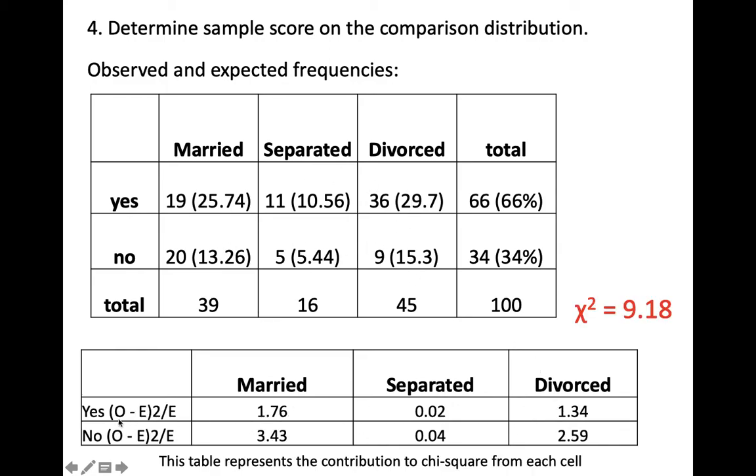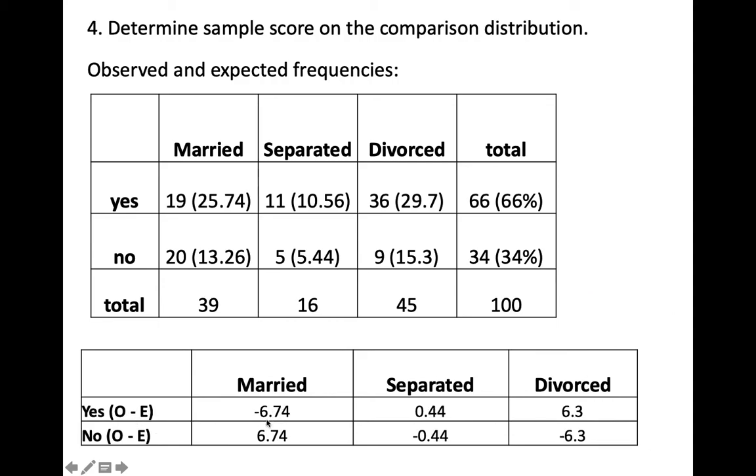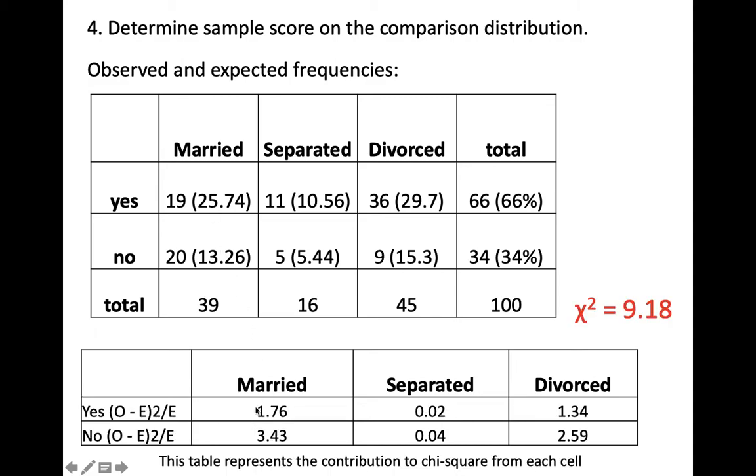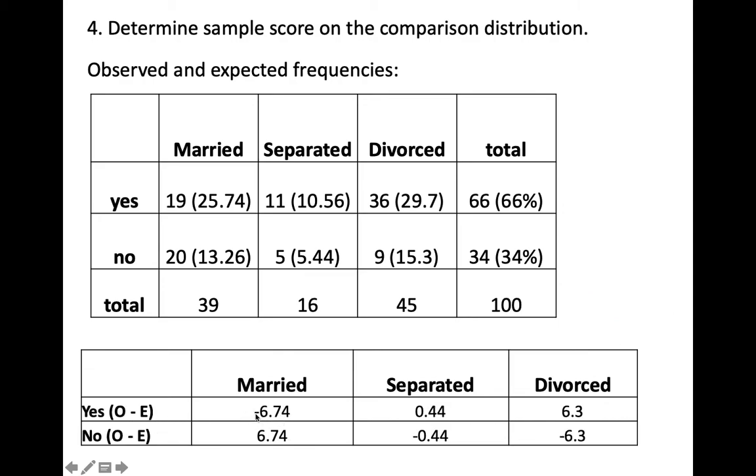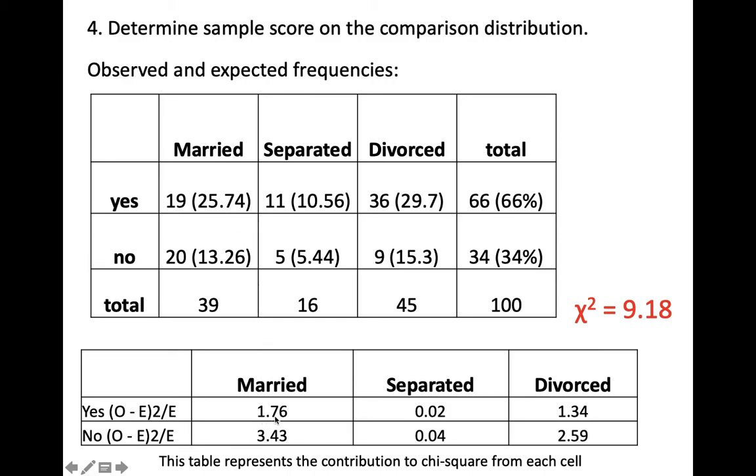Now the next thing we have to do is take that number we previously had, square that number, and then divide by the expected. That's what we've got here in these cells. So for 1.76, I took that negative 6.74, squared that number, and then divided by 25.74. That's how I got the 1.76. I repeated that operation for all 6 cells in the design.